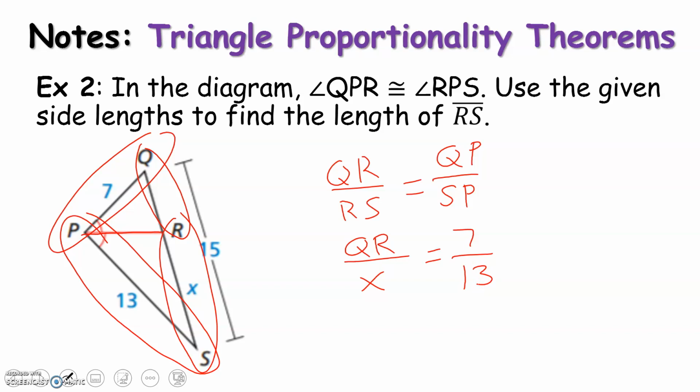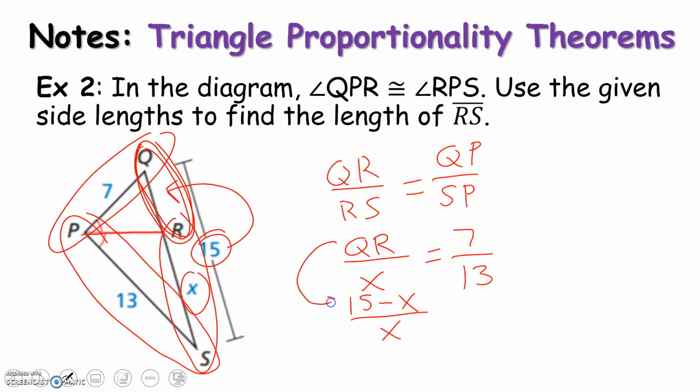Now, as of right now, we have two unknown variables, which is problematic mathematically. So what we're going to notice is that while we don't know QR, we do know the entire length is 15. If the entire length for QS is 15, we could use the fact that RS is X to write QR in terms of X. The whole thing is 15, the other piece is X, so QR must be 15 take away X. So we have 15 minus X over X is 7 over 13.